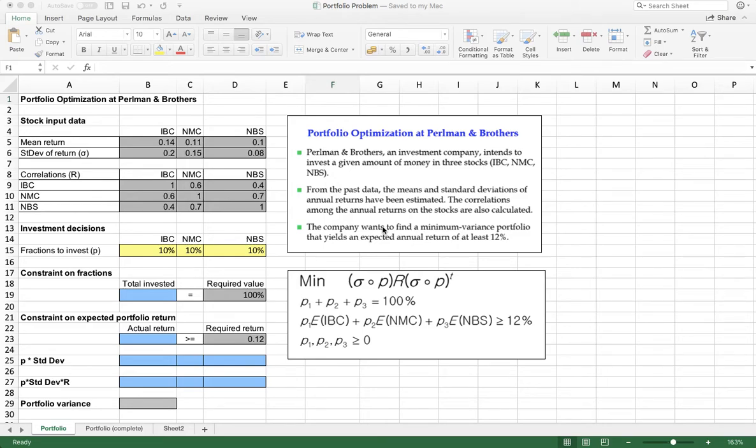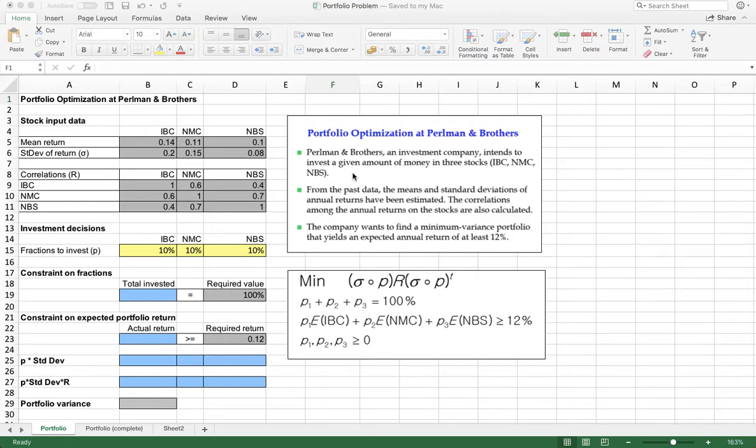Okay, in this video, we are going to learn how to solve the nonlinear programming model by using the Excel Solver. Here's the situation. Perman and Brothers, an investment company, want to invest a given amount of money in 3 stocks. They are called IBC, NMC, and NBS.